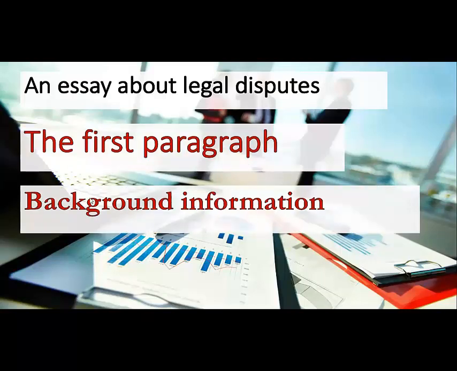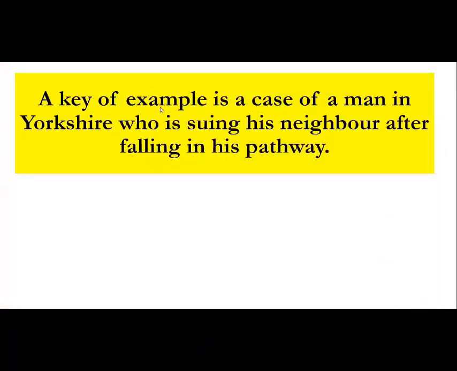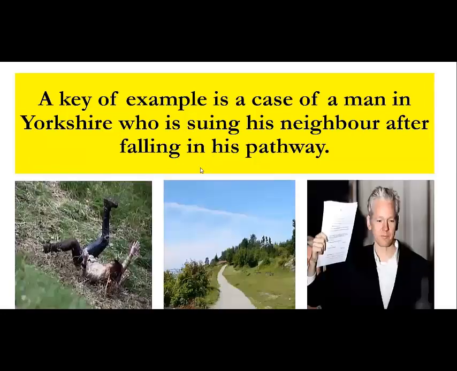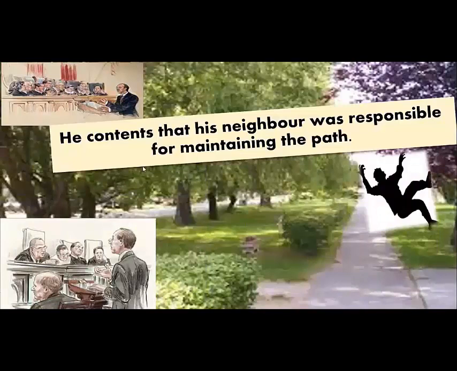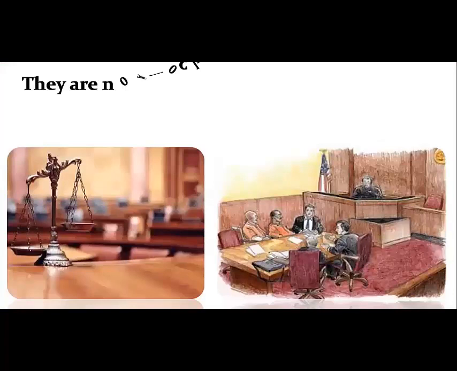As we said before, the first paragraph is speaking about background information. The amount of litigation brought against everyday people has increased dramatically in recent years. A key example is the case of a man in Yorkshire who is suing his neighbor after falling on his pathway. He contends that his neighbor was responsible for maintaining his path. His neighbor claims that the man would have fallen regardless.